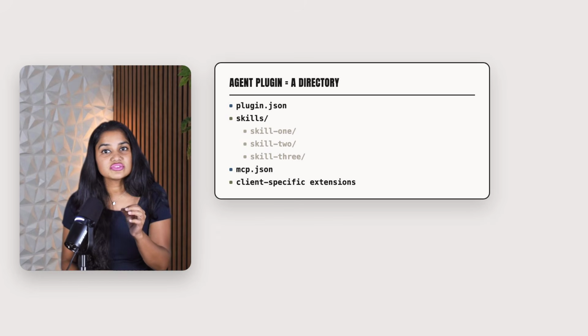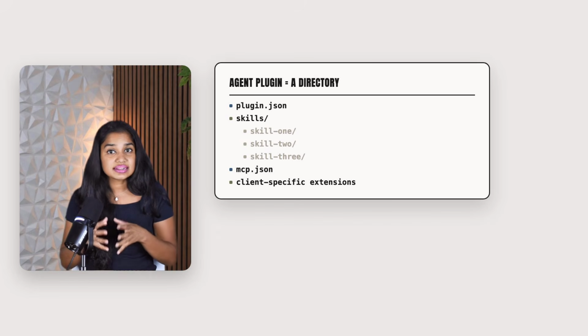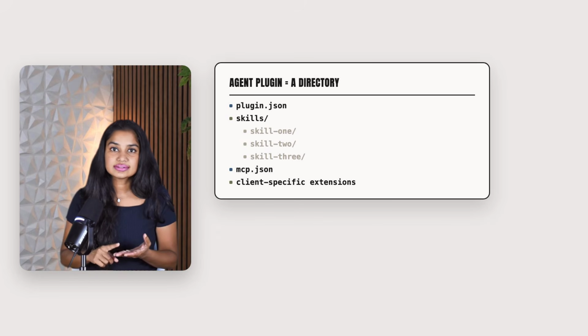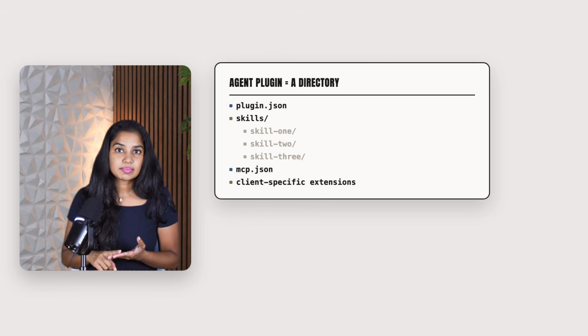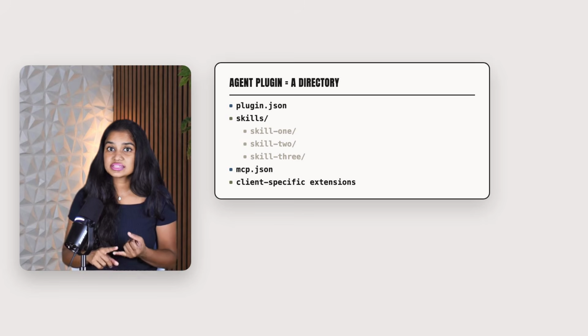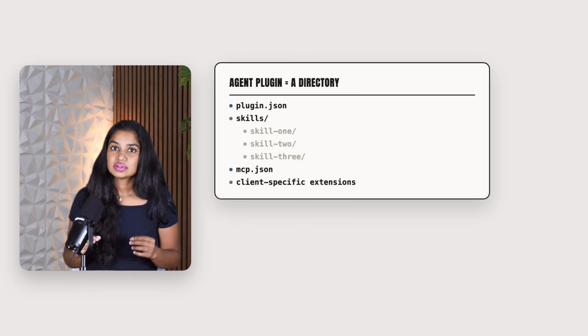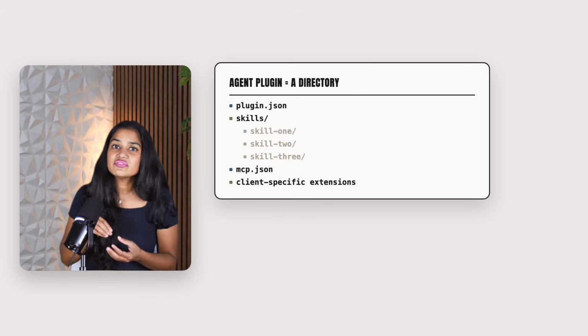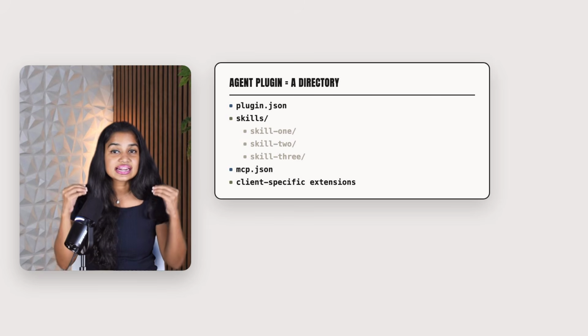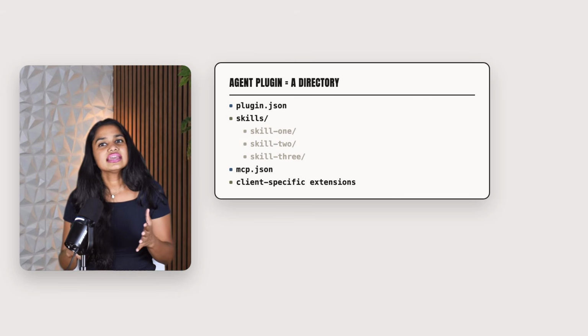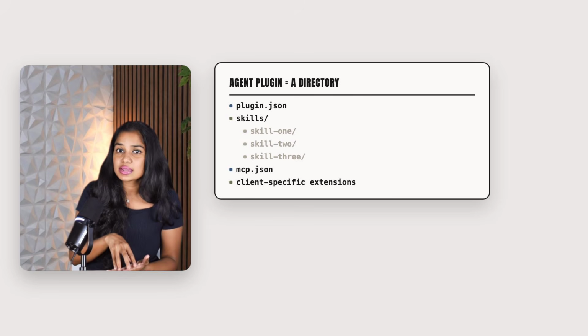The specification defines the common structure, but it doesn't dictate everything. Installation, distribution, permissions, enablement, updates, and user interface are still controlled by the individual client. That distinction is important. Agent plugin is not saying every AI coding agent must behave exactly the same way. It is saying here's a common format for the parts that can be portable.